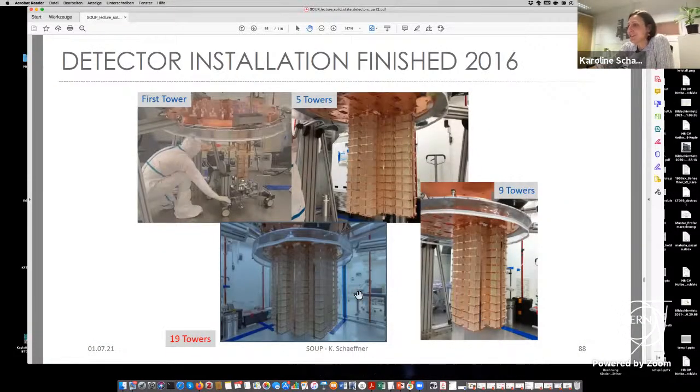Okay, a couple of pictures, because I always found it so impressive that you can do such a big experiment. Here you see when they started to mount the towers to this plate, which was then mounted to the mixing chamber. Here you see them during mounting of the towers: 5 towers, 9 towers, and then all the 19 towers mounted. And in comparison to the people, you see that this is really huge.